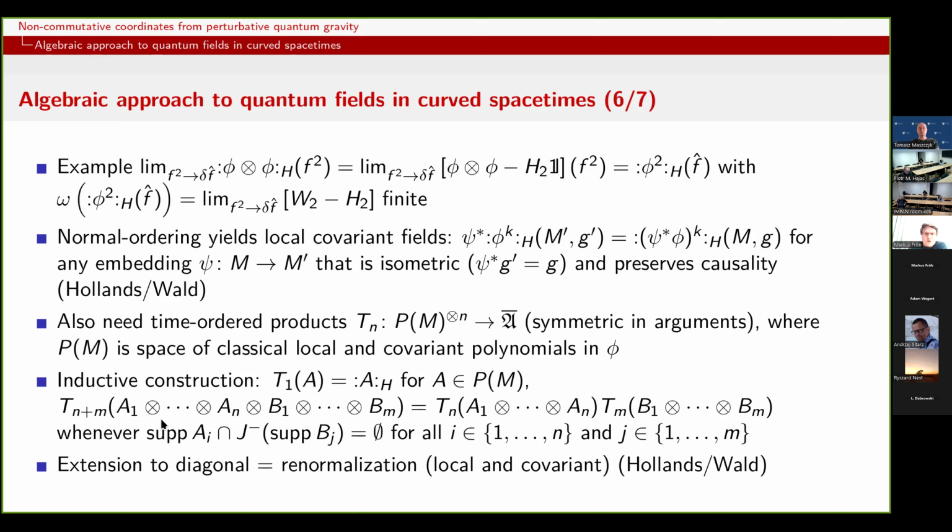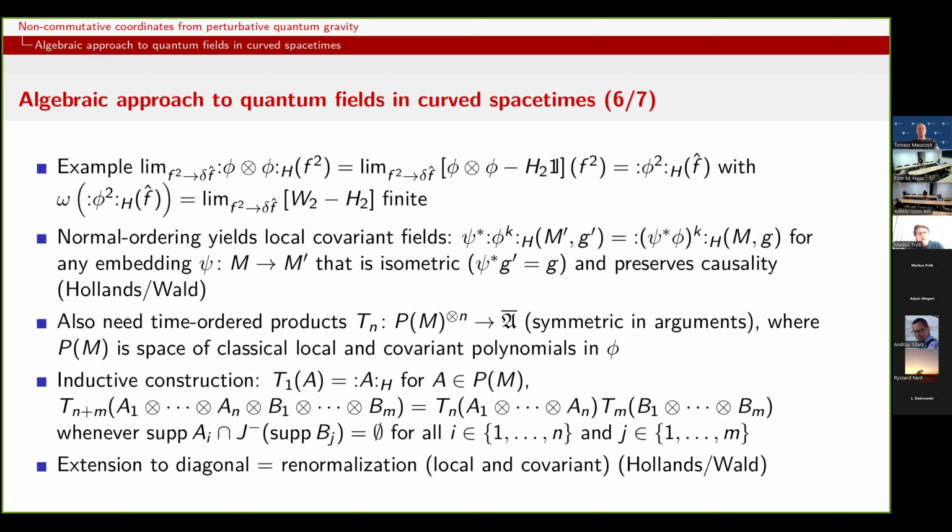And then if you have more than one entry, they fulfill what is called causal factorization. So you take the support of these fields smeared with some test functions, A1 to An, and whenever the support of the first n things does not intersect the causal past of the support of the fields B1 to Bm, then this product factorizes. So it's really just a product in the algebra. And one can show that this condition determines the time-ordered products for all supports, except for the case where everything is supported on the same point, the same region.